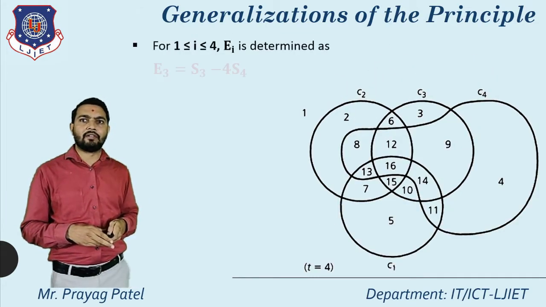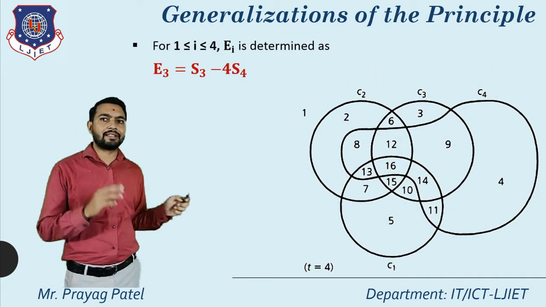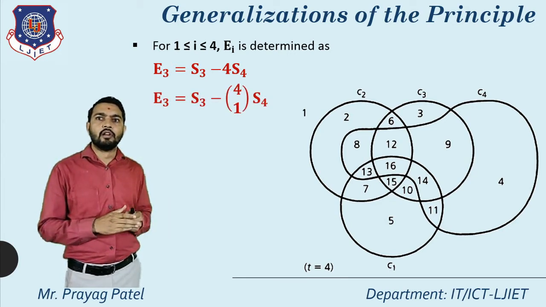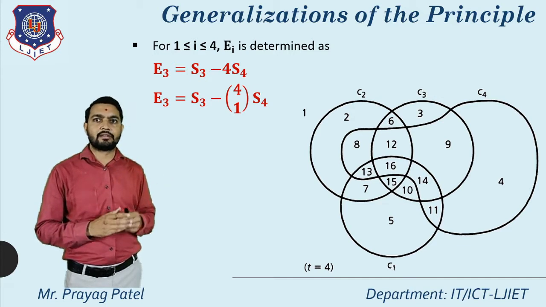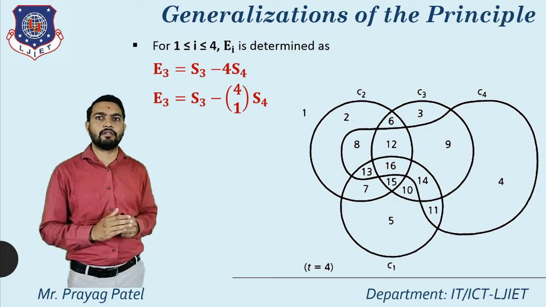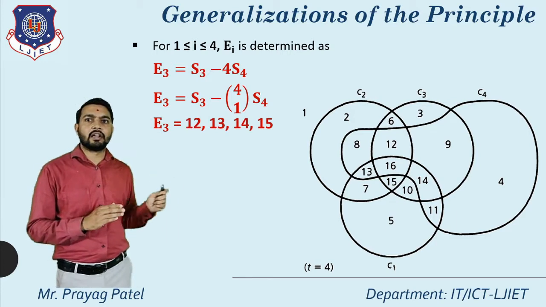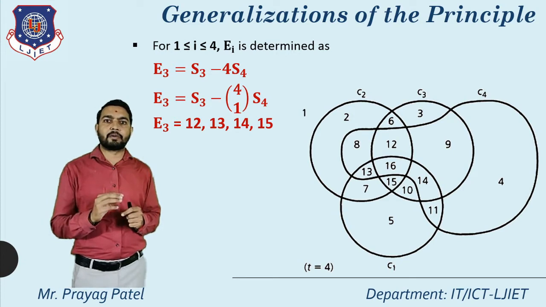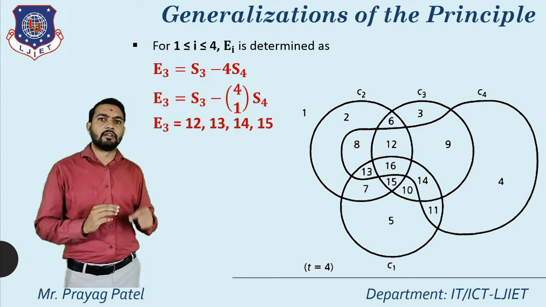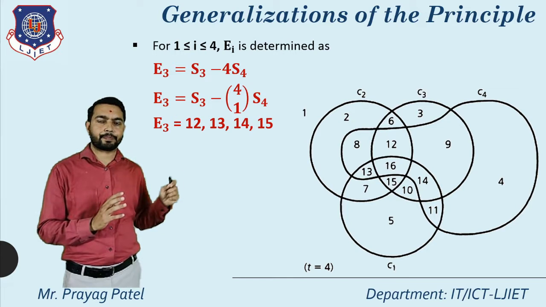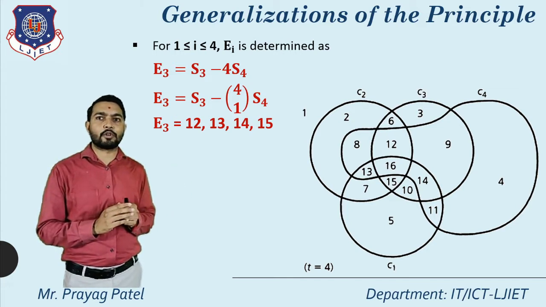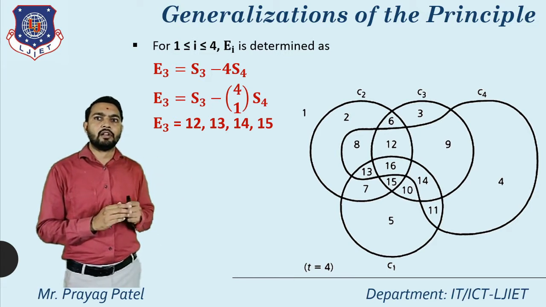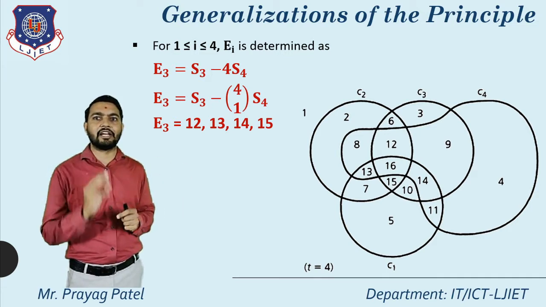Now next, find the value of E3, exactly three conditions satisfied. The equation is S3 minus 4S4. Another way of writing this formula is S3 minus 4C1 S4. And here the regions that satisfy exactly three conditions, that means satisfying the conditions C1, C2, C3 or C1, C2, C4 like this. So how many regions are possible for that? The regions are region numbers 12, 13, 14 and 15. These four regions satisfy exactly three conditions.